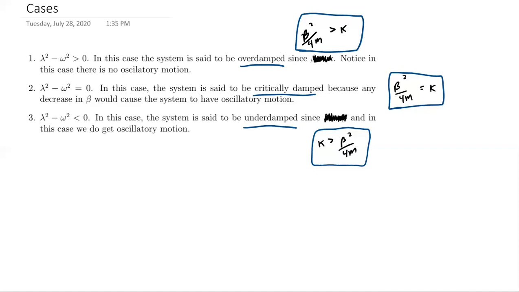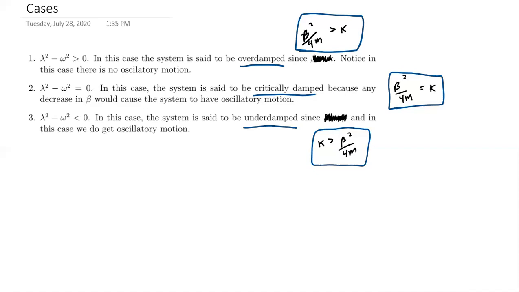Now, why are they given the names overdamped and underdamped? Well, what's happening in case 1 is that the damping force is too large. If the damping force is too large, or beta is too large, equivalently, thinking of it just in terms of beta and k, then there's too much damping force and not enough force or energy left in the system to have some sort of oscillatory motion. It basically just goes to 0 very fast. And you'll see that in the next example.